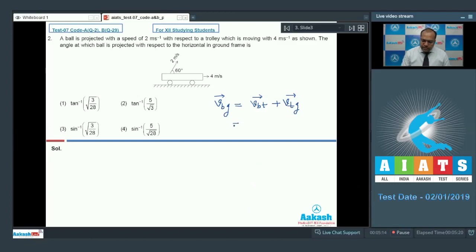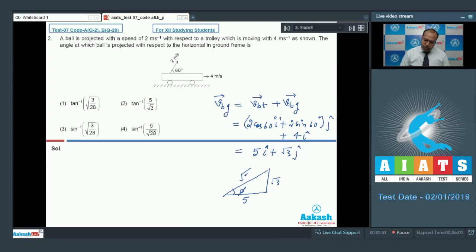If I write this, the velocity of ball with respect to trolley is 2 cos 60 degree i cap plus 2 sin 60 degree j cap, plus velocity of trolley with respect to ground is 4 into i cap. If I solve this, it comes out to be 5 i cap plus root 3 j cap. So I can say that this is root 3, this is 5. If this angle is phi, then this is under root 28. So tan phi is equal to root 3 by 28.